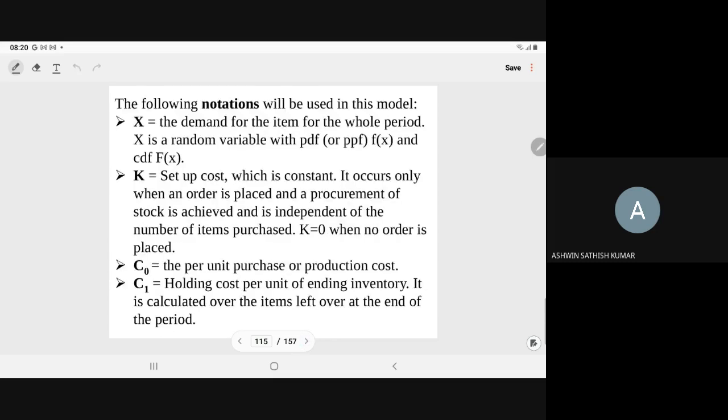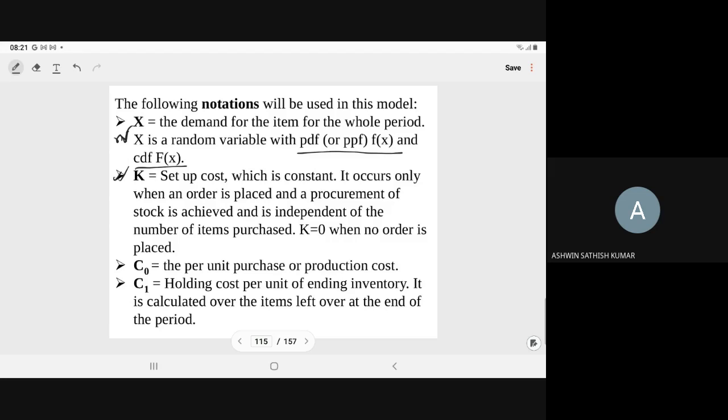So here we have the following notation. Let's say x is the demand. It is a random variable. It can be discrete, it can be continuous. If it is a random variable, it is characterized by the PDF or PMF f(x) or the CDF capital F(x). K is the setup cost. It is independent of the quantity. So setup cost is constant, and it occurs only when an order is placed for the procurement of the stock, independent of the number of items, right?